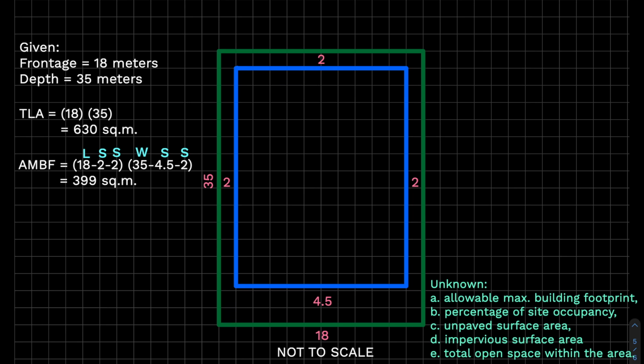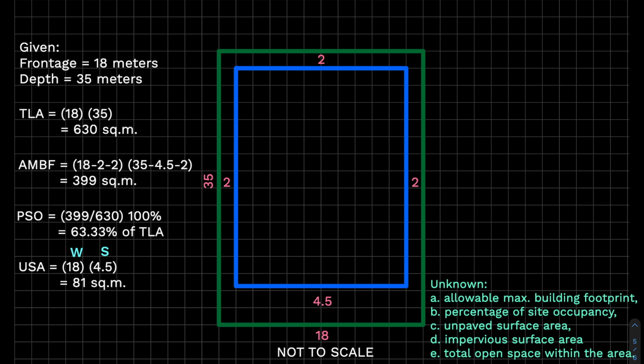Now, we'll use the value we got and divide it by the total lot area. We need to express the percentage of site occupancy into a percentage, so we'll have to multiply 100% to the equation. We have 63.33%. In R1, we can consider the unpaved surface area as the yard 1, which is the front setback in this case. If you encountered a problem that requires an answer expressed in percentage, then multiply your answer by 100%.